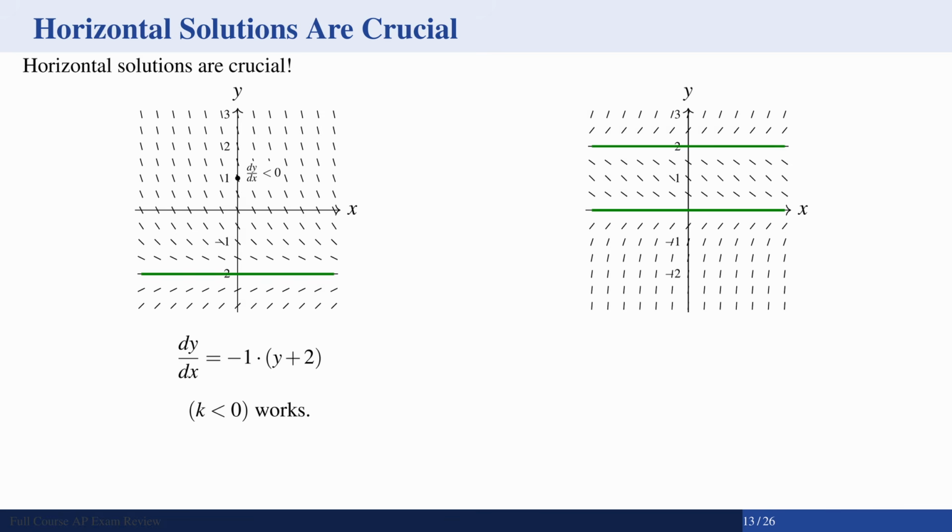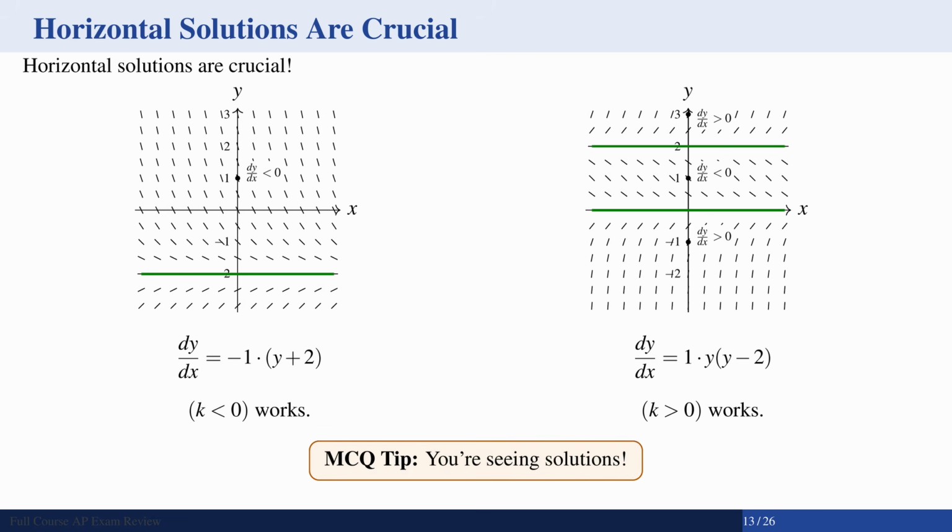So I think negative quantity y plus 2 works, but any negative k value would probably work for this, just depends on how steep the segments are. You can see on the other one, it's basically the same idea. There's a horizontal line at 0 and a horizontal line at 2, which means that the factors should be y and y minus 2. So now I just have k times y minus 2.